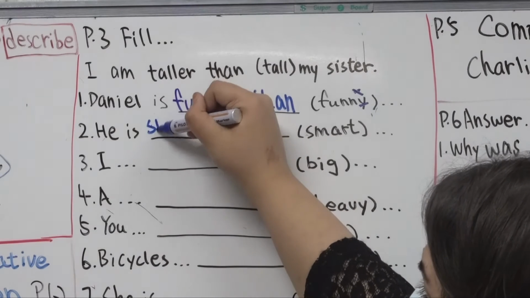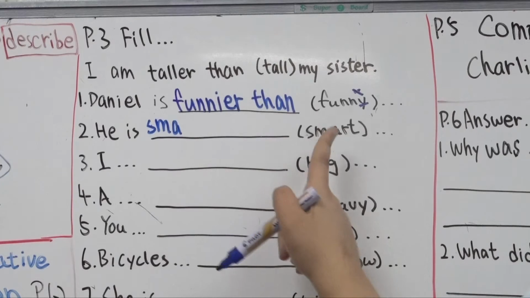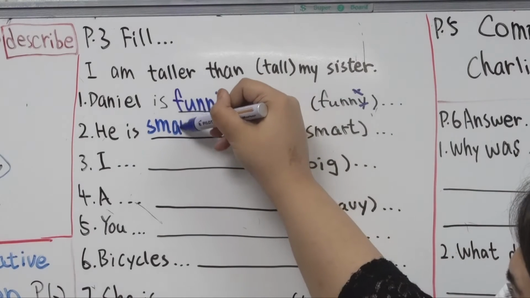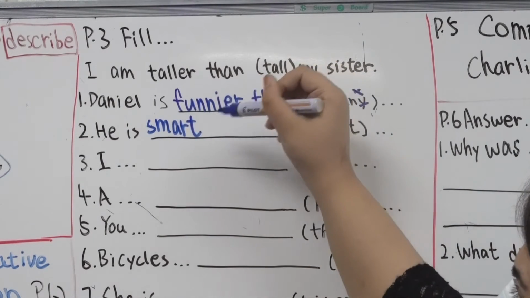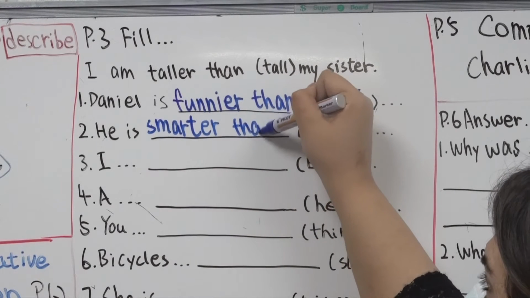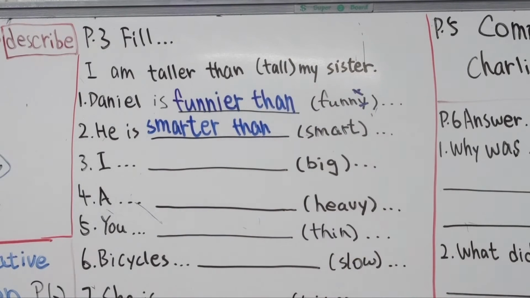Anything special in this adjective? Nothing, right? So we just add, what do we add? ER, right? There's no consonant, vowel, consonant rule. There's no Y in the end. There's no E in the end, right? So there's nothing special in it. So we just add ER and then "than". The answer is, he is smarter than his brother.